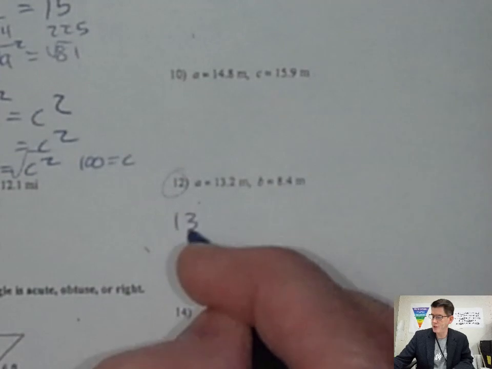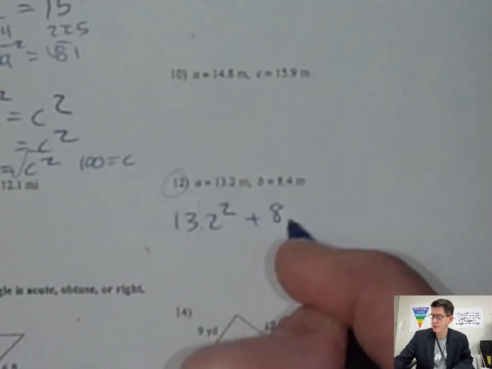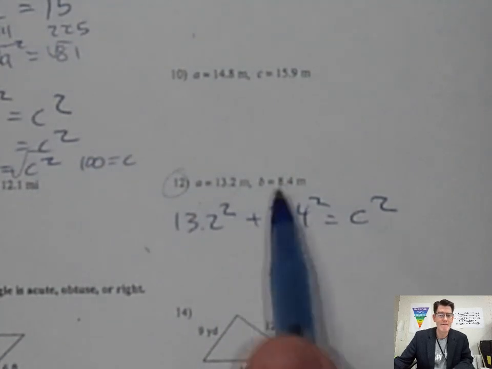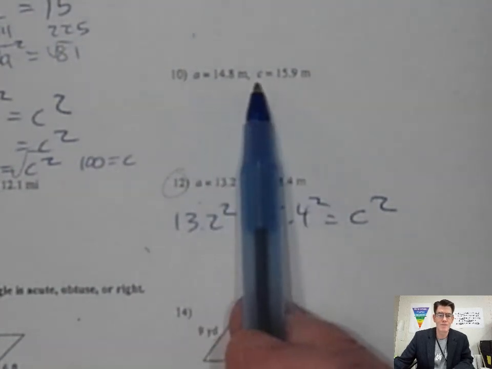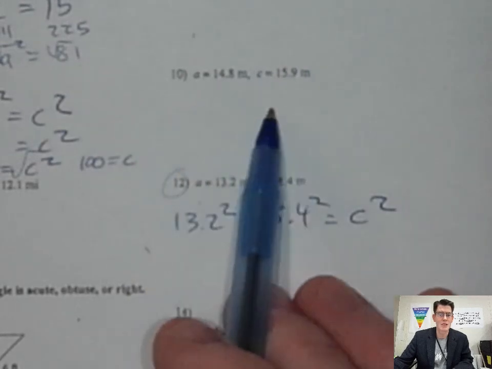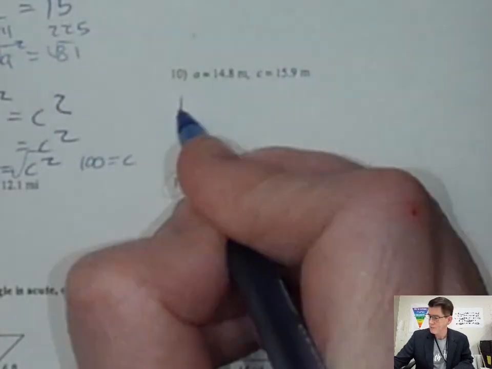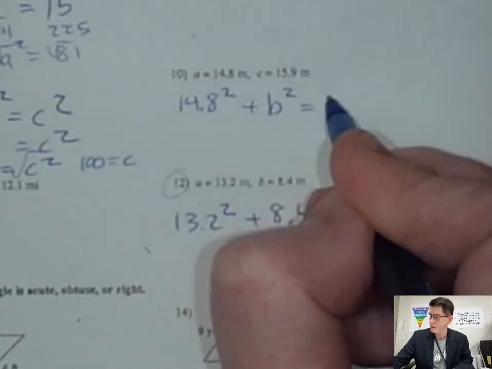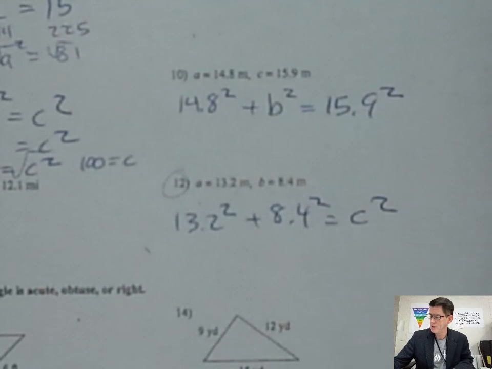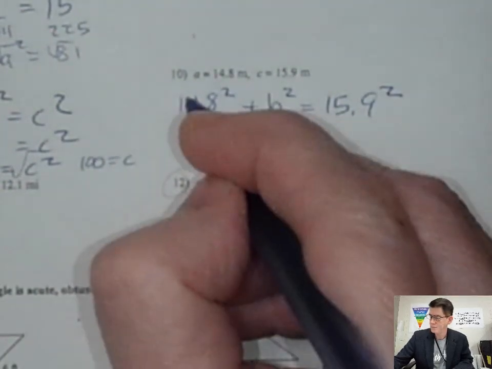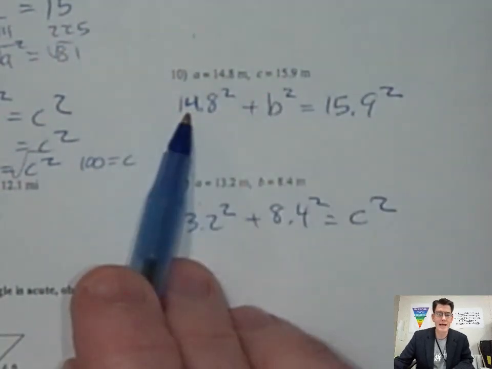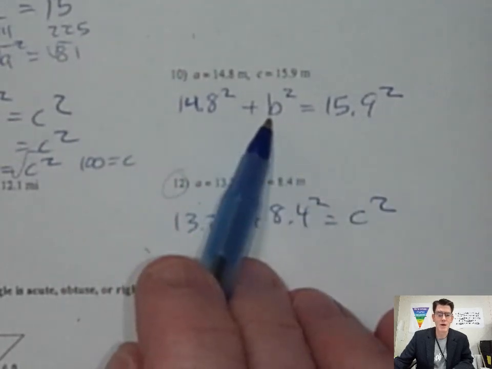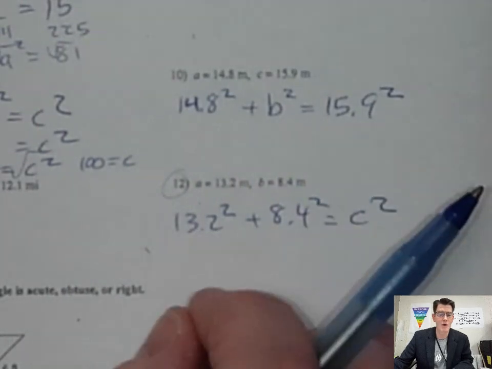Same thing here, the 13.2 squared plus 8.4 squared is going to be the hypotenuse squared. You can work out the math on that. I think I'm going to actually go ahead and do this one because I want to do one where we're having to manipulate numbers across the equal sign, which gives us 14.8 squared plus b squared is 15.9 squared. So I take the square of that and then I subtract it off. Then I have b squared equals that number. I take the square root of both sides.